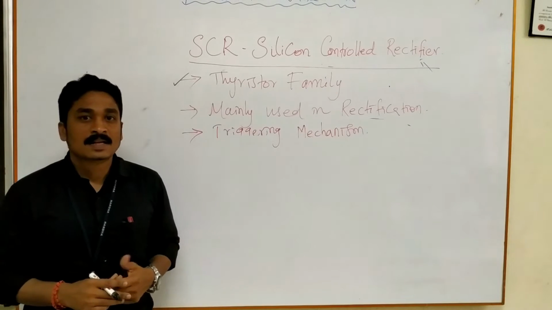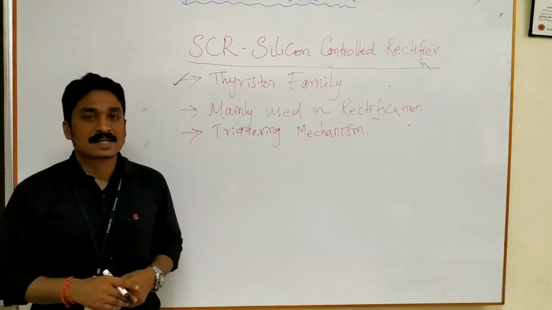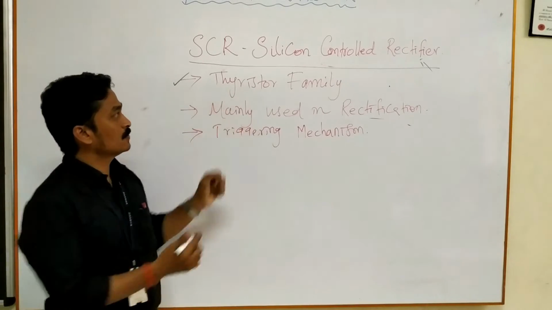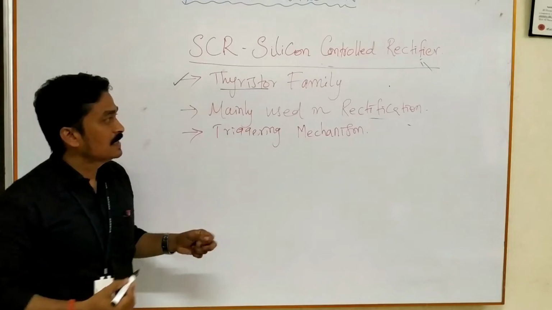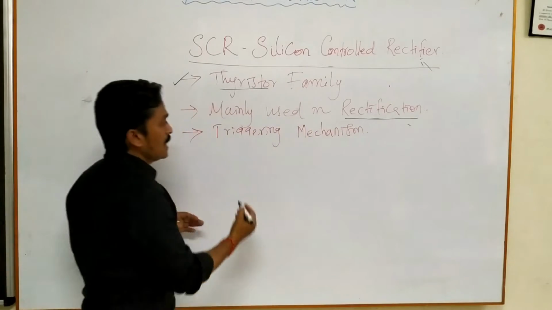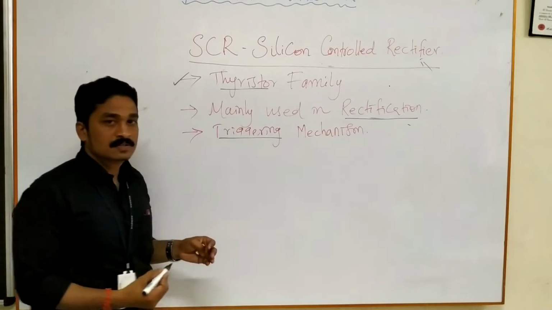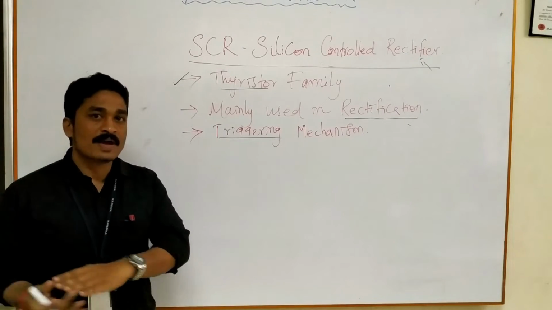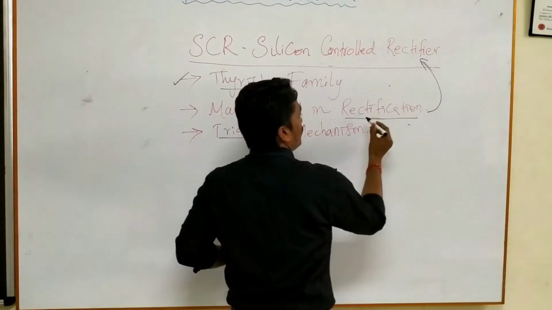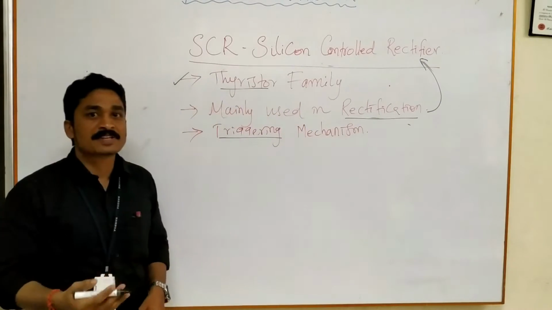Hey guys, this session will be on the silicon controlled rectifier, which is one of the types of the thyristor family. It is mainly used for rectification purposes, and also in the triggering mechanism of other devices. That is why it is called a rectifier. The name has been given from the rectification application.